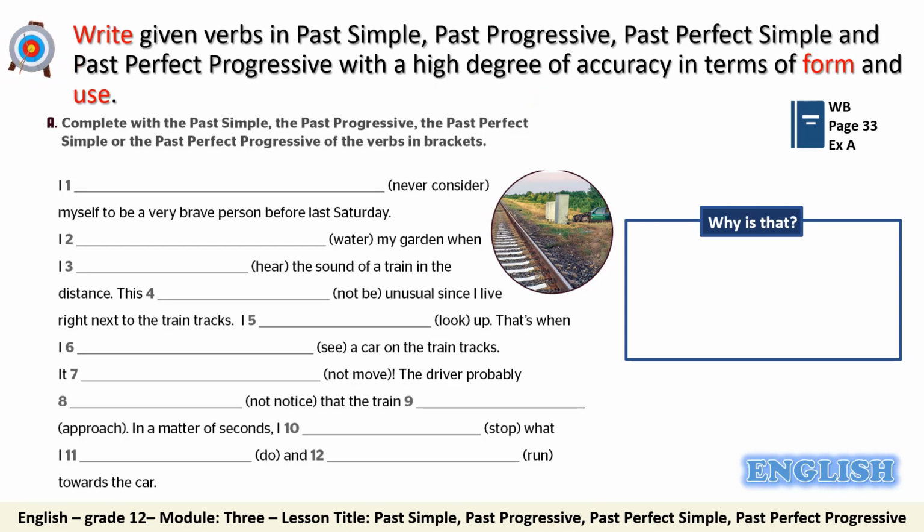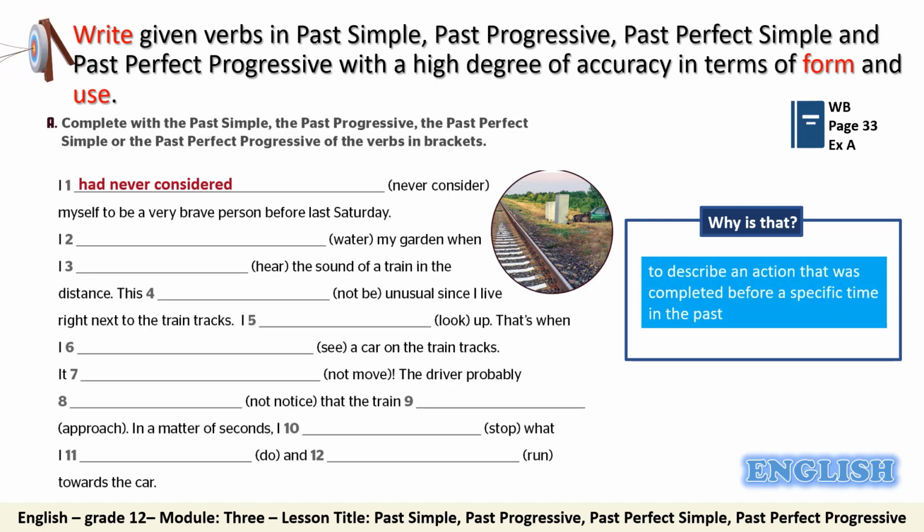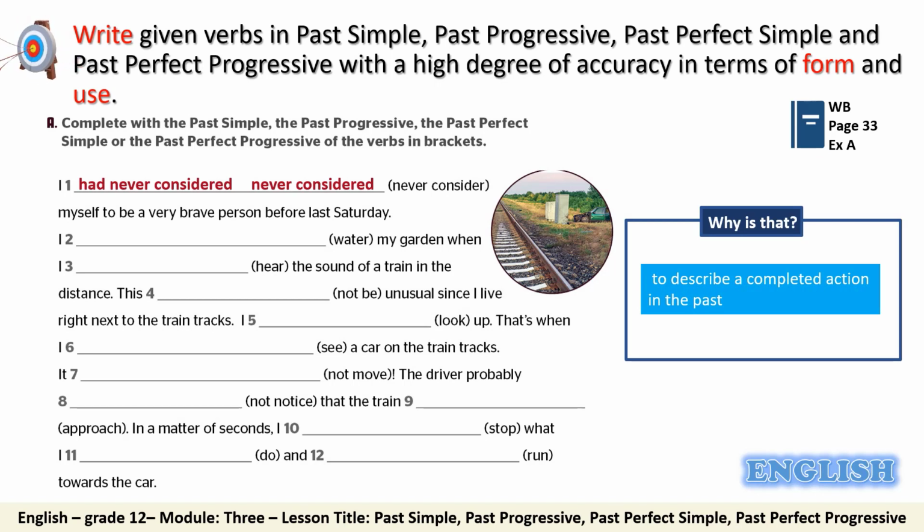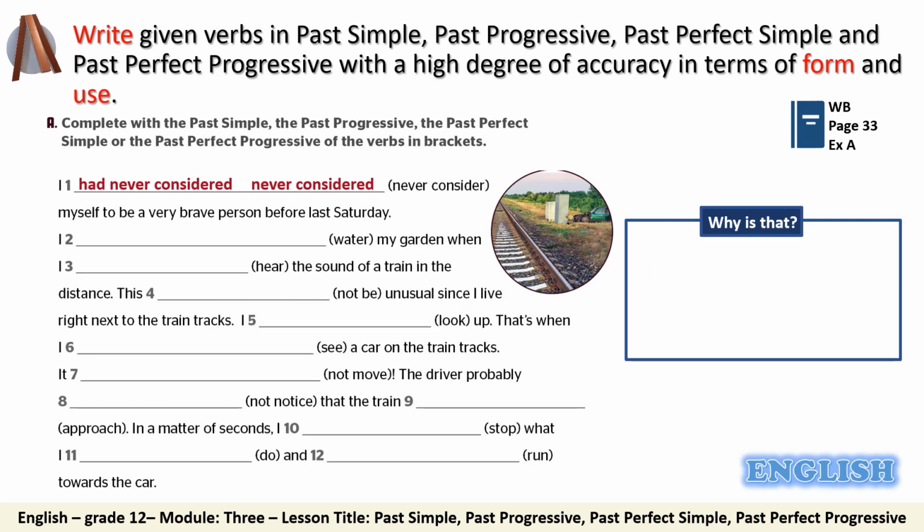Well done. Let's correct. For space number 1, what should you write? Excellent. Had never considered. And why is that? Very good. To describe an action that was completed before a specific time in the past. Also, you can write never considered. Can you tell me why? To refer to a completed action in a specific time in the past. Now, can you tell me what time expression is used in this sentence? Excellent. Last Saturday.